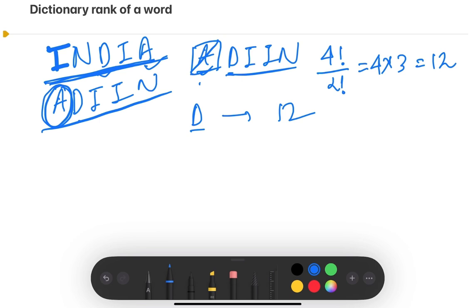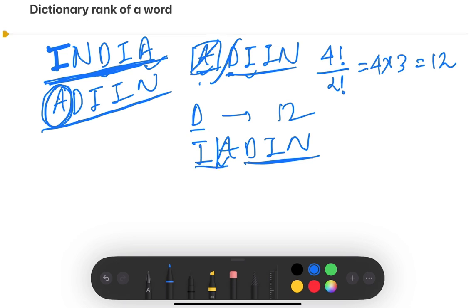Then I, right? A is done, D is done, then I will come. So I, but I is required in INDIA, so we are taking I. So after I, what will come? Then again A will come, but we have to exclude all those words. So I, A, then what are the remaining letters? That is D, I and N. So we have to include all those words: I, A, D, I, N.